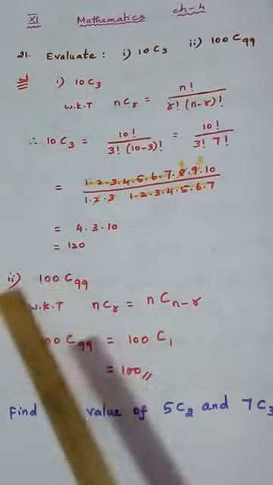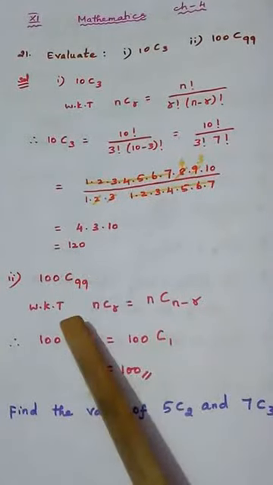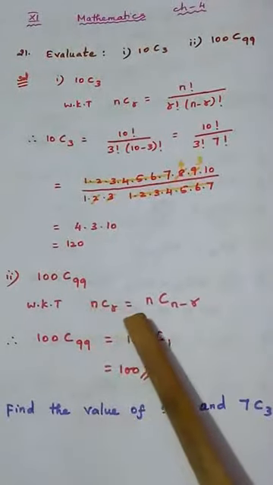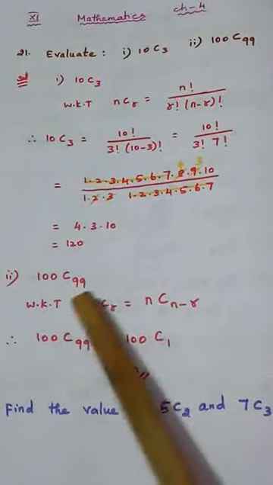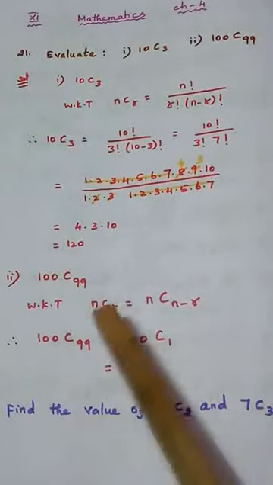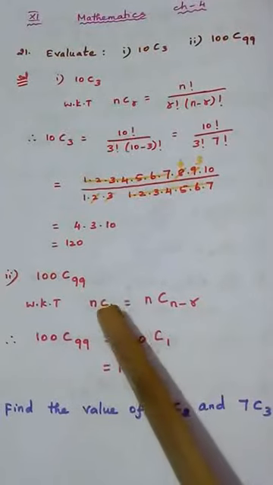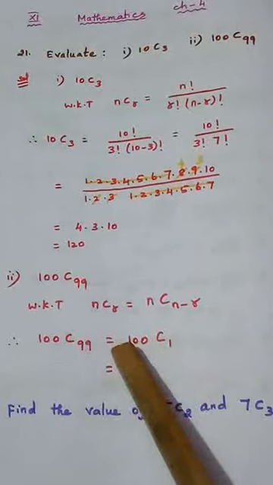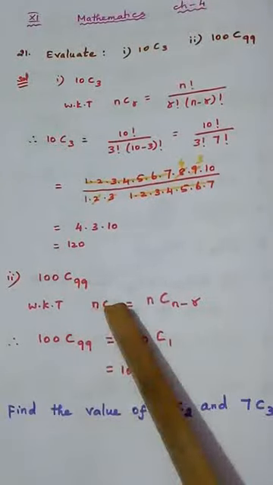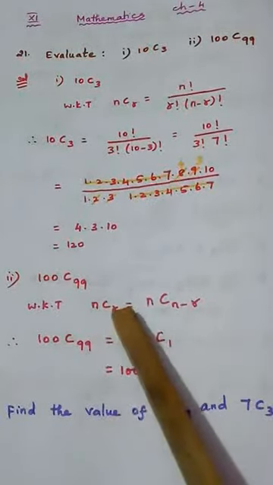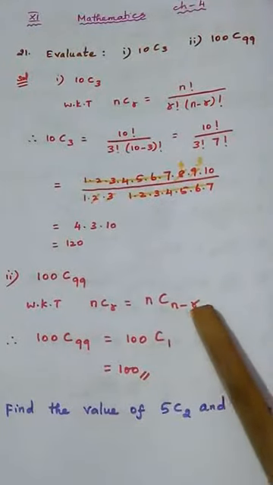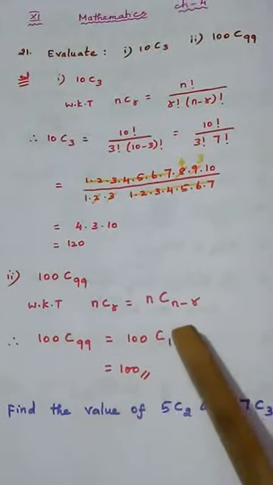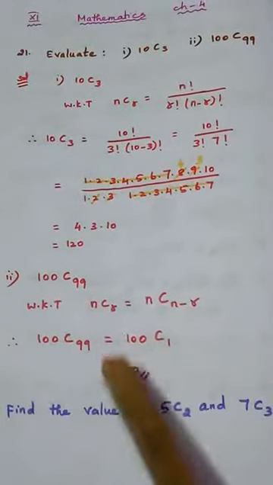So second subdivision, 100C99. We are using a property here. nCr is equal to nC(n minus r). Immediately you should be able to know this formula because you would have learned it thoroughly before. nCr is equal to nC(n minus r). We are going to apply this property for this combination. So 100C99 can be written as, what is this formula actually? nC, instead of writing r, I can subtract and write n minus r. Similarly, 100C, subtract these two. 100 minus 99 is 1. So using this property, we are writing this as this.